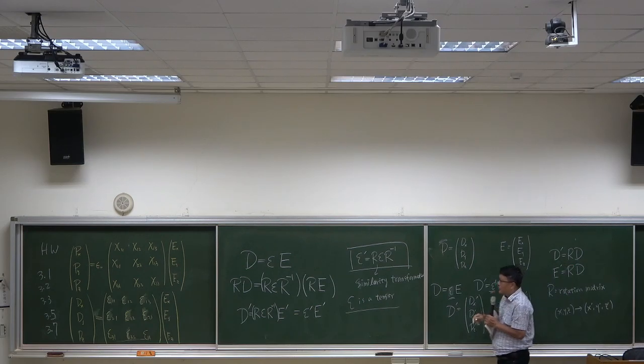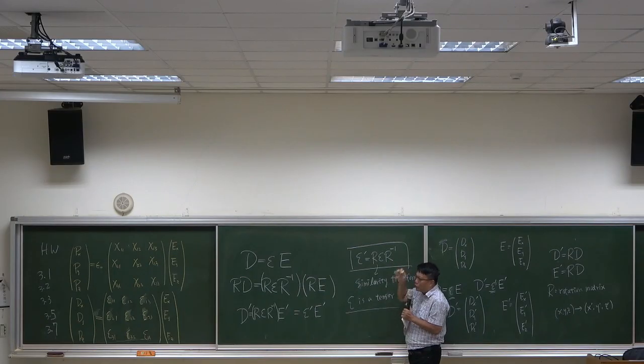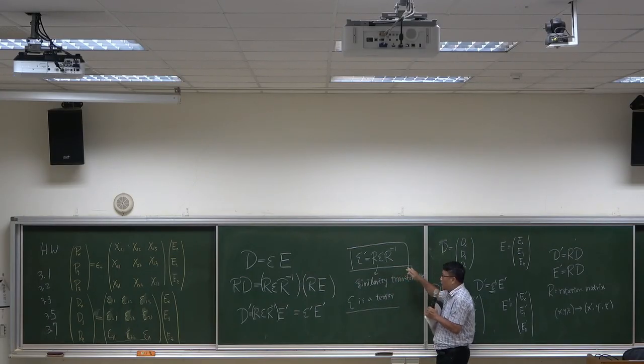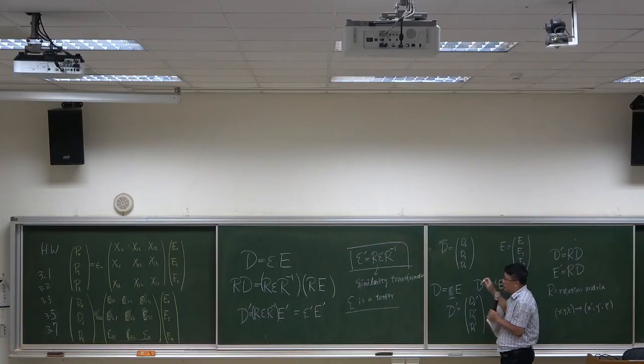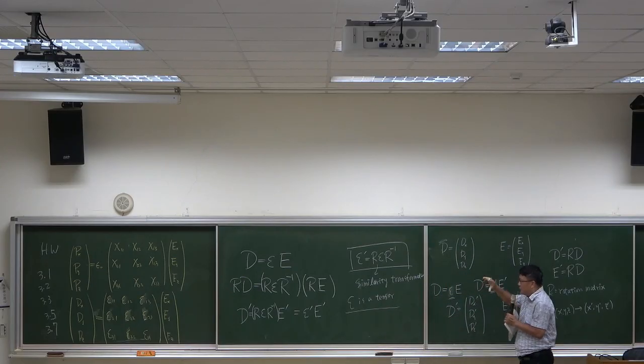And how about the so-called tensor? In fact, this is a so-called rank 2 tensor. For this rank 2 tensor, the transformation rule is this, okay? R epsilon R inverse. The R represents the coordinate transformation, the rotation, okay?